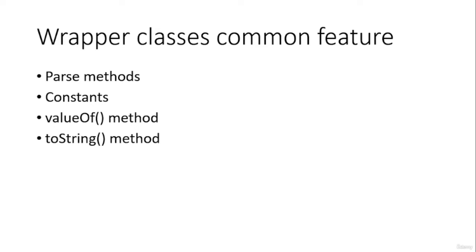The first one is the parse method. Parse followed by the type name will be the method name. For example, for double it will be Double.parseDouble. It will parse the particular string into the particular primitive type, and like that it helps to parse the string. The next type of method is constants.